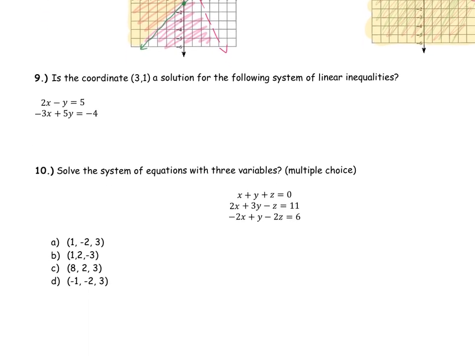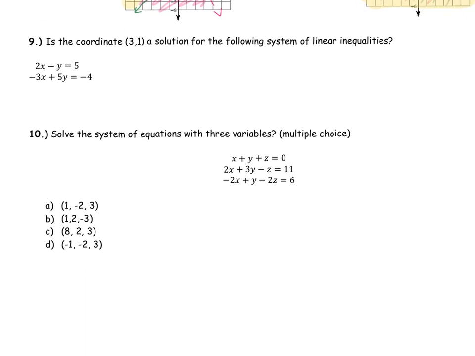Let's take a look at number 9 here. For number 9, we're testing if this coordinate, so coordinates are x and y values, is a solution for the following system. So we've done quite a bit of these. If we want to know if something's a solution, we can just go ahead and plug it into the equation. So I have two equations here. All I need to do is plug x and y into the equation and see if I actually get the numbers that are to the left or to the right of it.